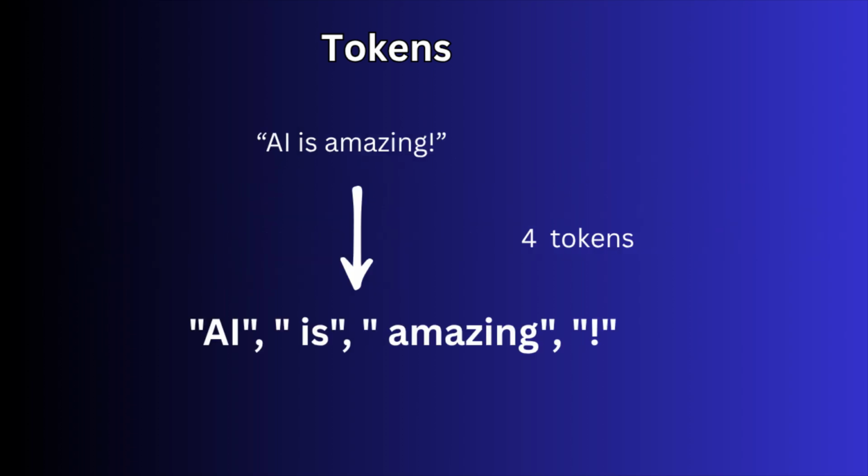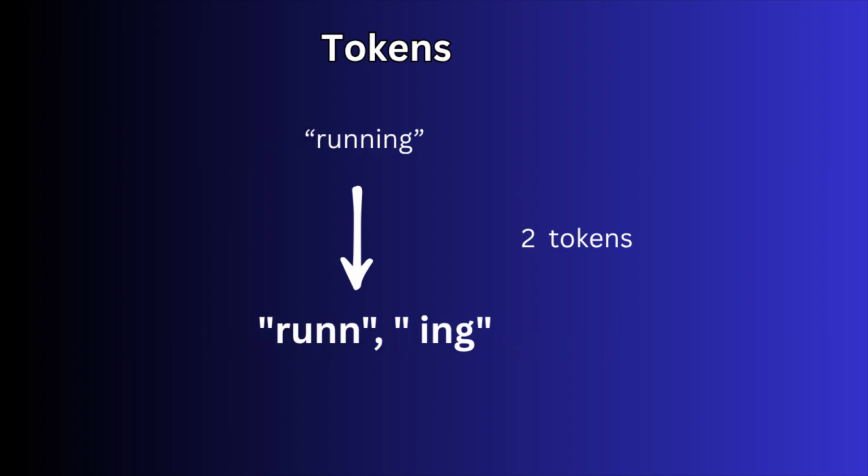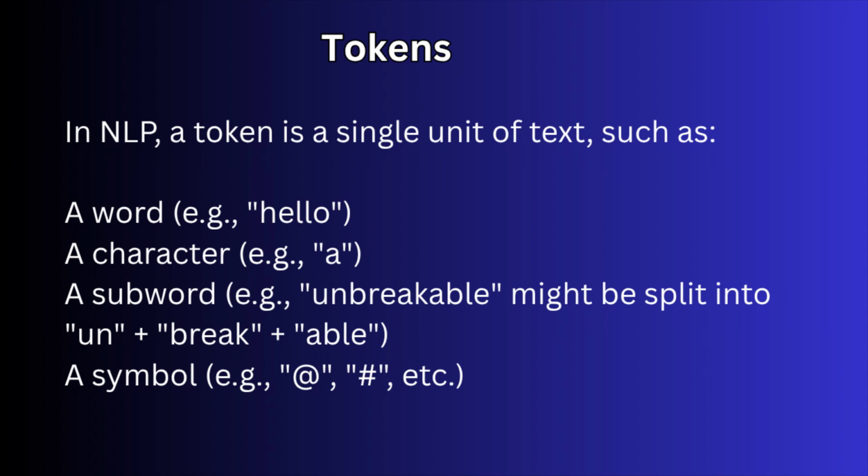For example, the sentence AI is amazing might be broken into tokens like this. Sometimes even a single word like running might be split into smaller tokens like this, depending on the model. These tokens are what the model processes when it reads your input or generates a response. So instead of understanding a full sentence at once, the model understands and predicts based on tokens.